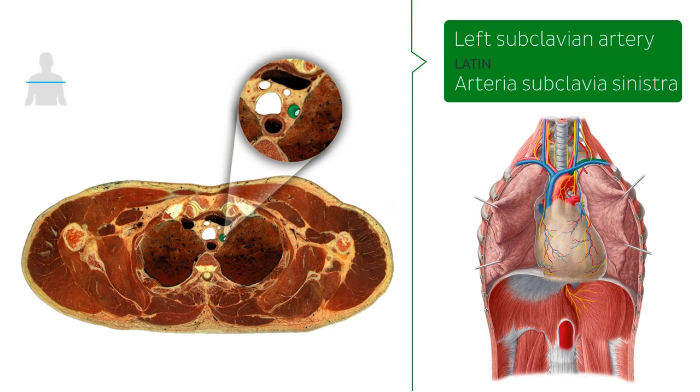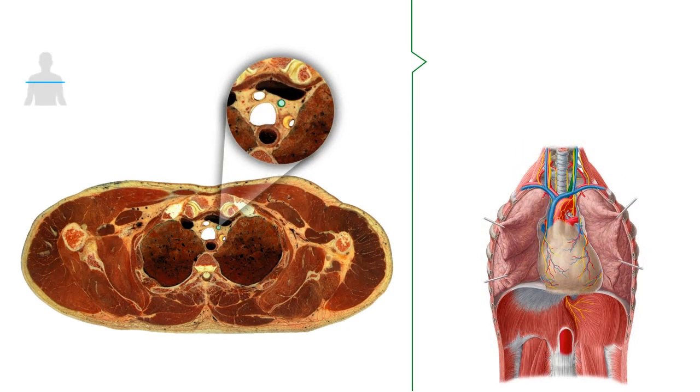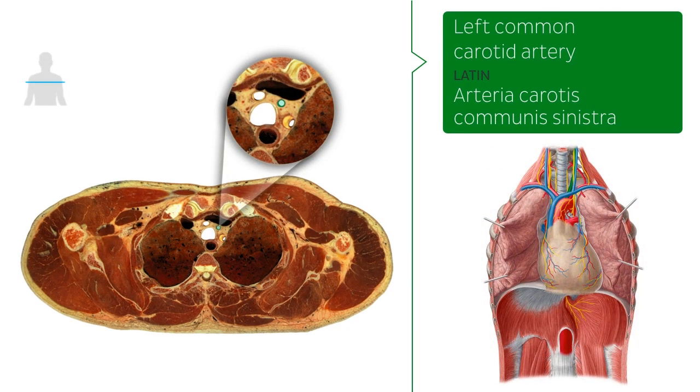The other important vessel to the left of the trachea that also stems direct from the aortic arch is the left common carotid artery, which you can see here in this zoom. And note that it's anterior to the left subclavian artery and posterolateral to the brachiocephalic trunk.